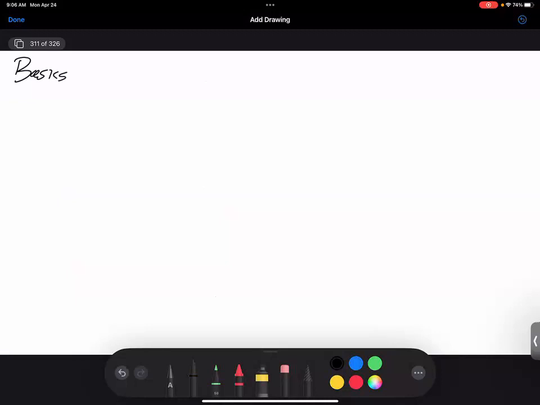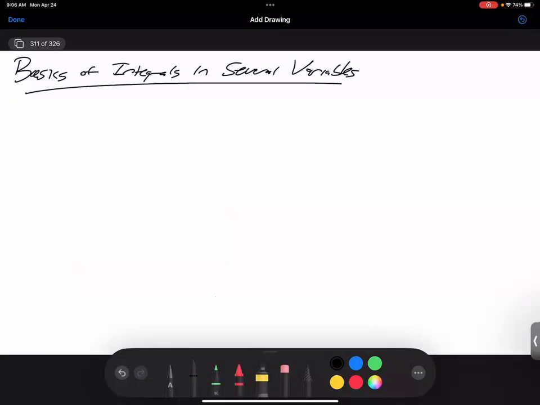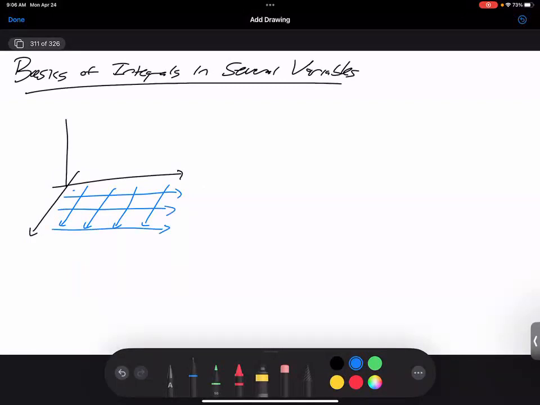So, basics of integrals in several variables. Let's think about what's going on. Let's do things in 2 dimensions. I have very little artistic skill, but let's say I have some kind of region like this, and here is my xy plane, and then maybe I have some function over the xy plane.